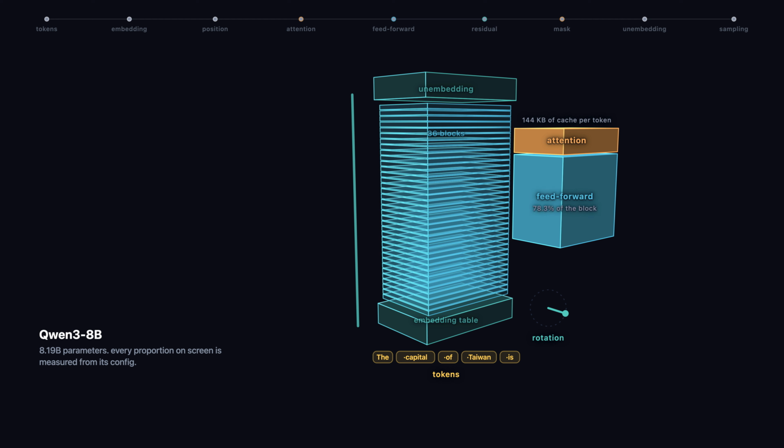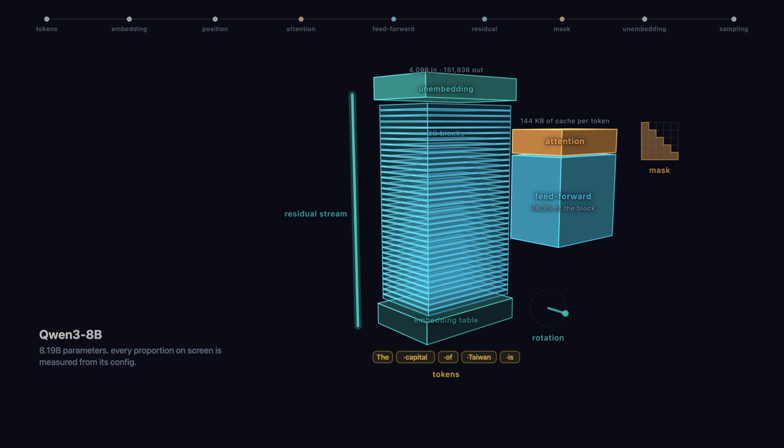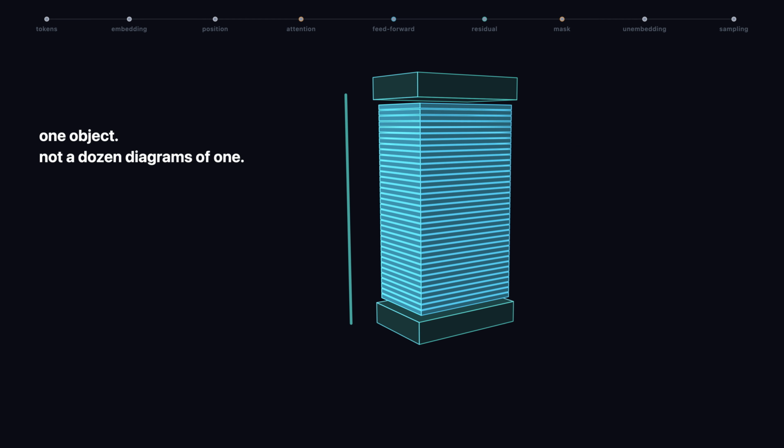The feed-forward network, 4/5 of the parameters, still argued over. A stream running past all of it that nobody ever draws. A triangle of mask that decides whether you have a decoder, and a matrix at the top that turns a direction back into 151,000 numbers for something else to choose from. One object, not a dozen diagrams of one.